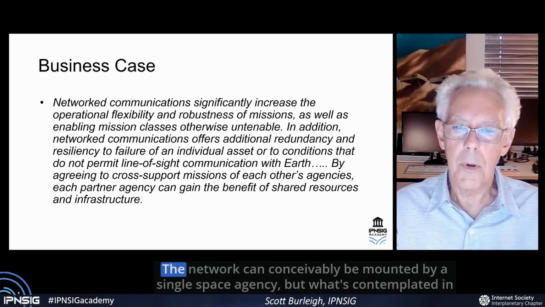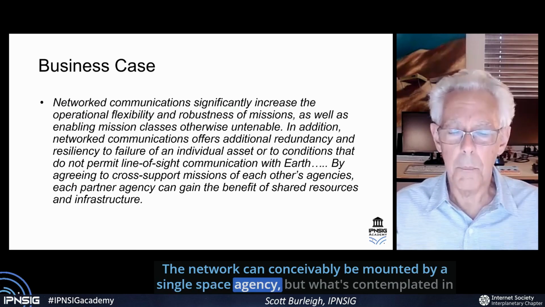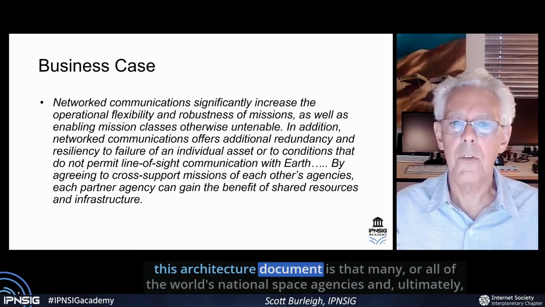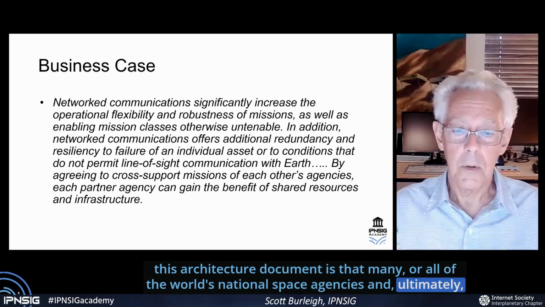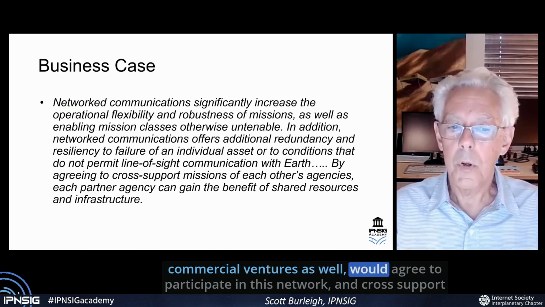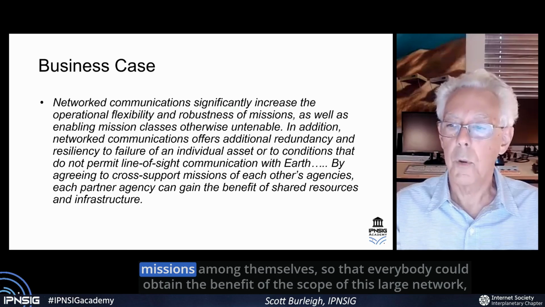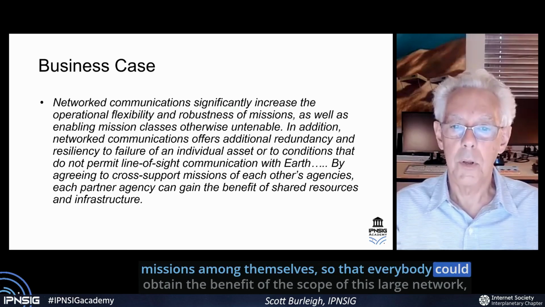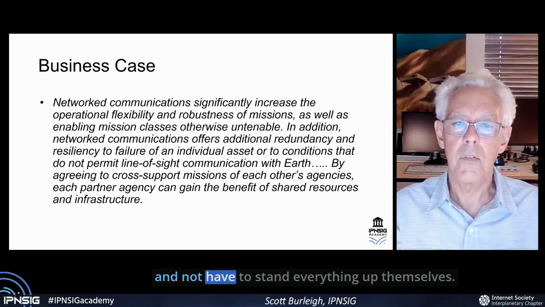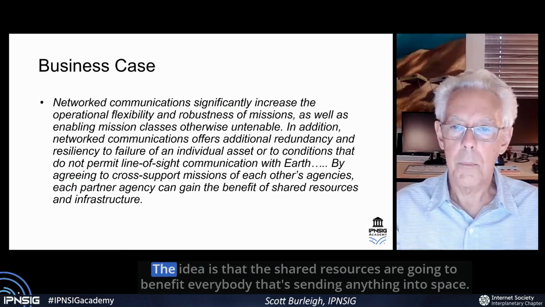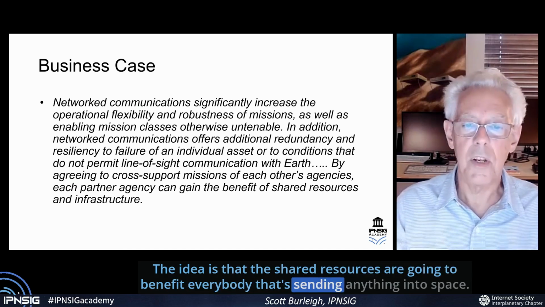The network can conceivably be mounted by a single space agency. But what's contemplated in this architecture document is that many or all of the world's national space agencies, and ultimately commercial ventures as well, would agree to participate in this network and cross-support missions among themselves so that everybody could obtain the benefit of the scope of this large network and not have to stand everything up themselves. The idea is that the shared resources are going to benefit everybody that's sending anything into space.